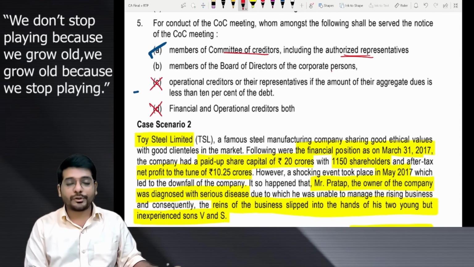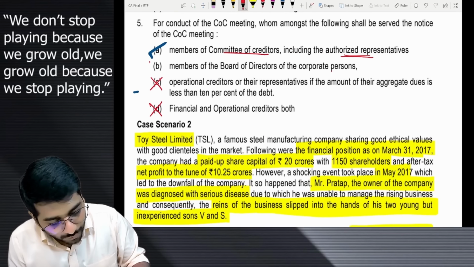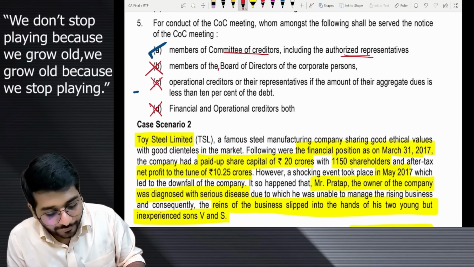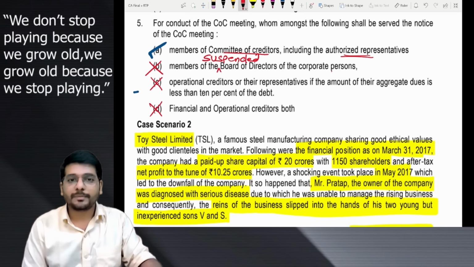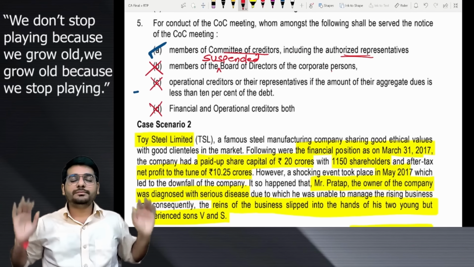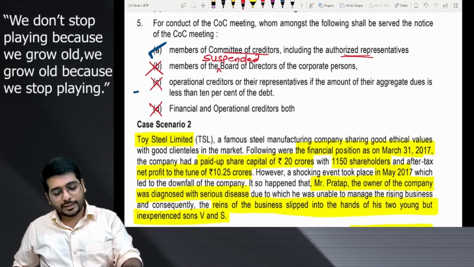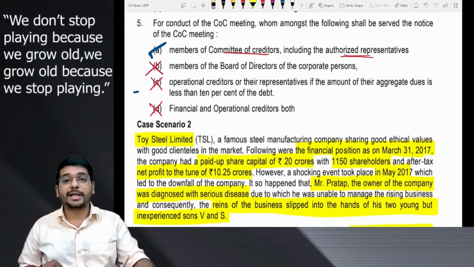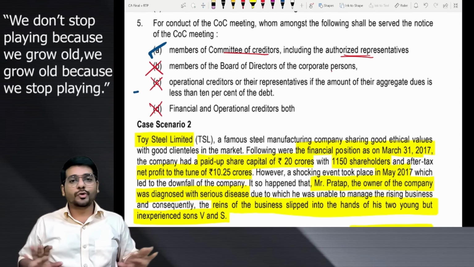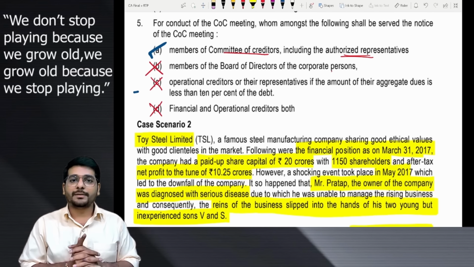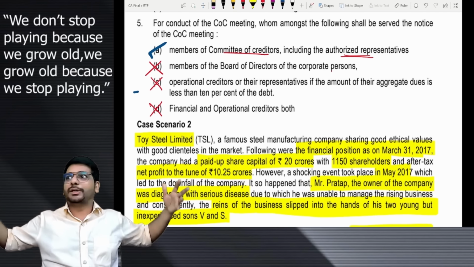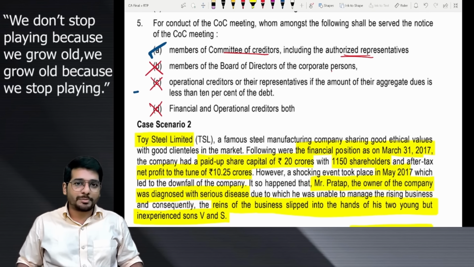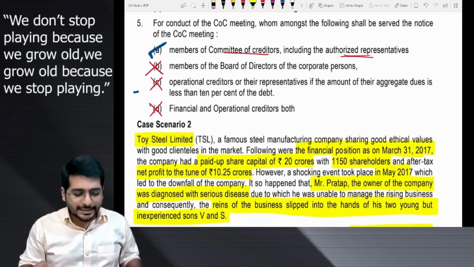Members of the board of directors of the corporate persons. Is this the correct answer or no? Yes or no? No, sir. Why? If you say members of the suspended board of directors, yes, then your answer will be correct. But you skipped writing the word suspended over here, because right now as a part of board of directors, nobody is there except for the RP who has taken over the management of the company. So RP itself is a board of director or whatever you want to name, whatever name you want to call the RP by. Right?